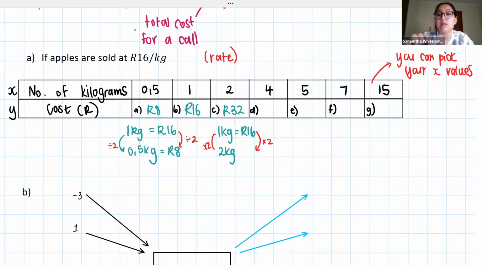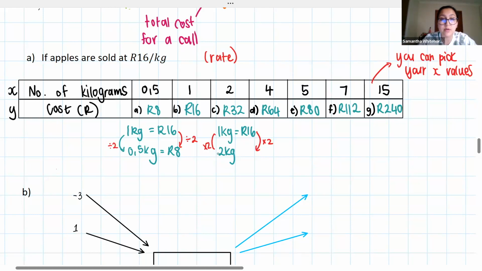4 kilos, as all of you said, is 64 rand. 5 kilos is 80 rand. 7 kilos, 112 if I remember correctly. And 15 kilos, 240 rand. All right, so we were able to use the information we were given, this rate of 16 rand per kilogram, and we were able to get our values.